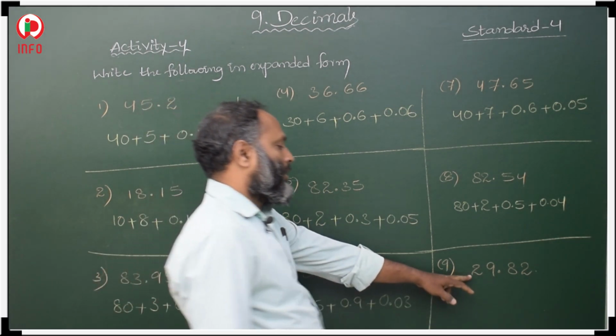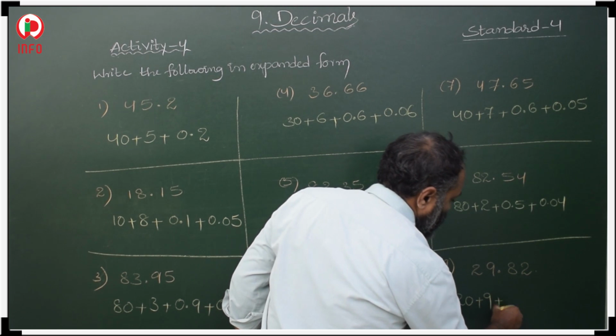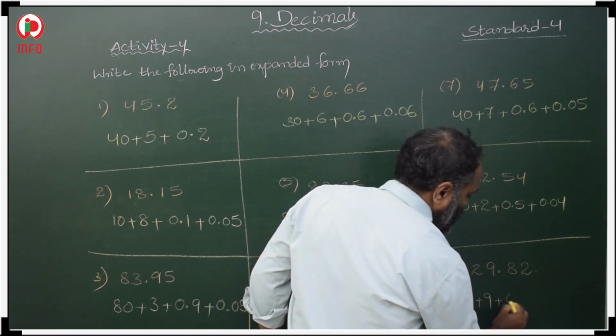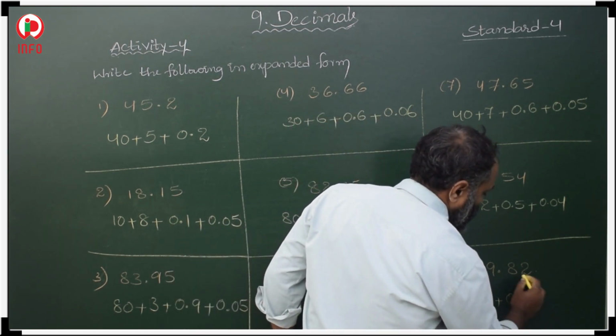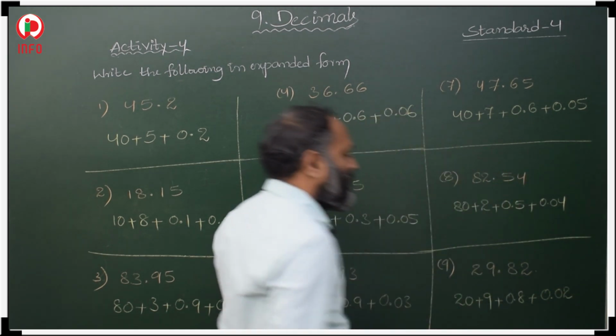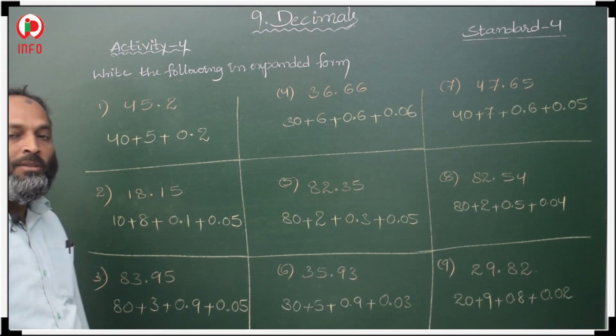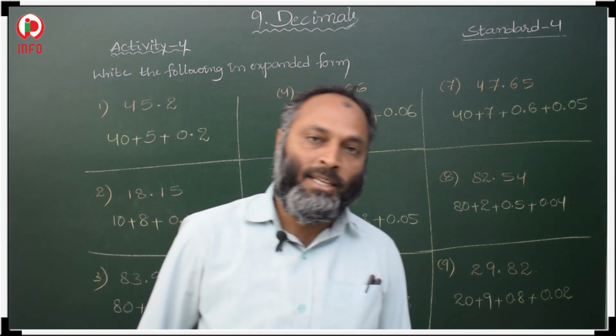Then 2 is in tens place, 20. 9 is in ones place, 9. 8 is in tenths place, that is 0.8. 2 is in hundredths place, that is 0.02. So in this way we have to do. One more similar question is there, that you do as your home assignment. Okay.